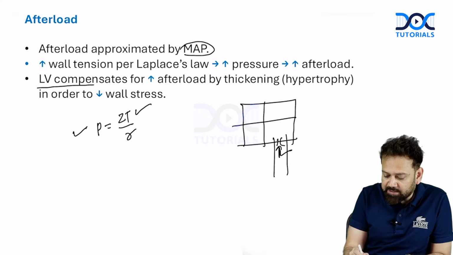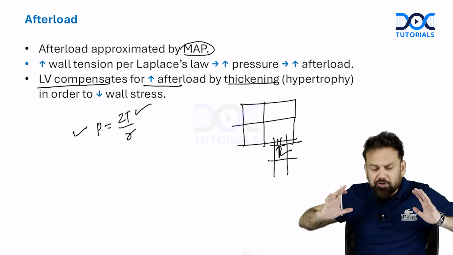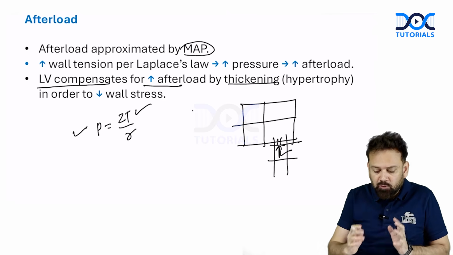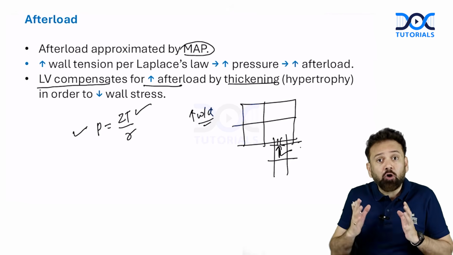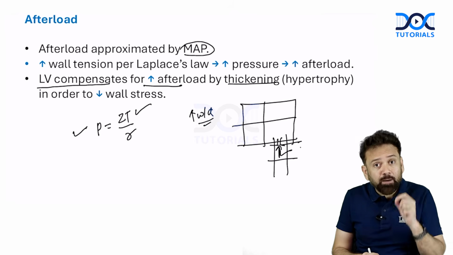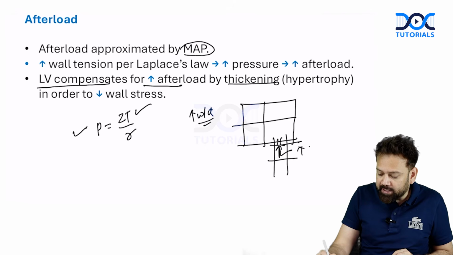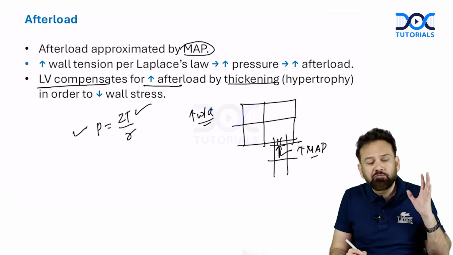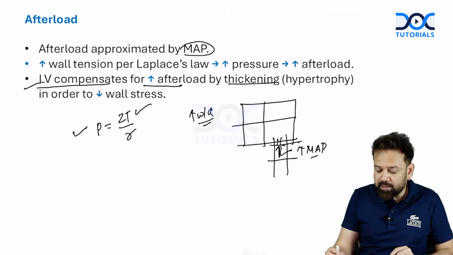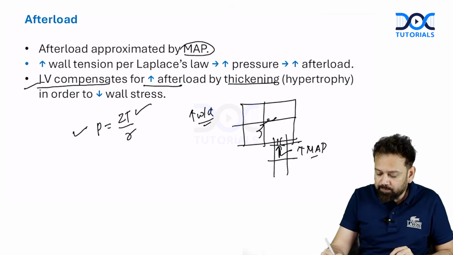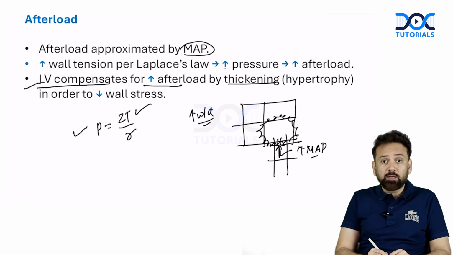And the left ventricle compensates for increased afterload by thickening. So if there is more afterload, the ventricle will contract more, more work will be done. They have to contract more and more, so there will be wall thickening. This has also been asked. During hypertension, why do we have left ventricular hypertrophy? The reason is that whenever there is an increase in mean arterial pressure, or due to any other condition, the left ventricle has to compensate for the increased afterload by thickening. So there will be an increase in the wall of what? Left ventricle. There will be left ventricular hypertrophy.